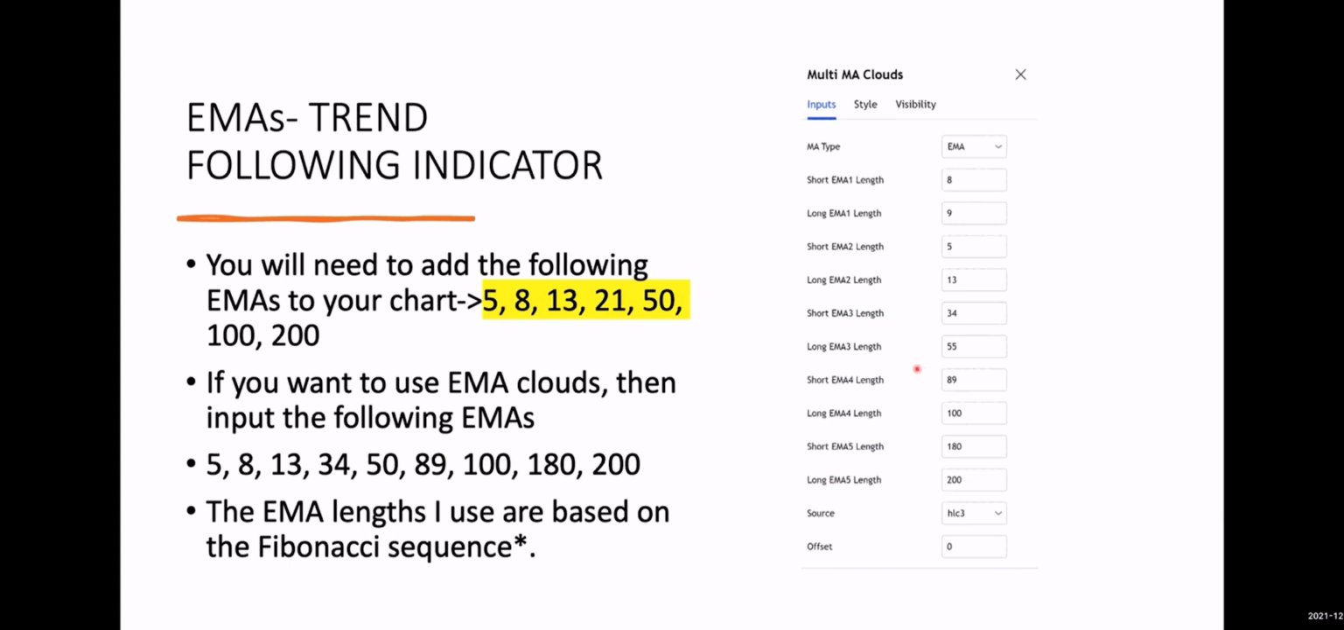I don't want to spend too much time. You guys know already what EMA is. And my EMAs are all based on the Fibonacci sequence. You can see these are all Fib sequence numbers, with the exception of 100 and 100.